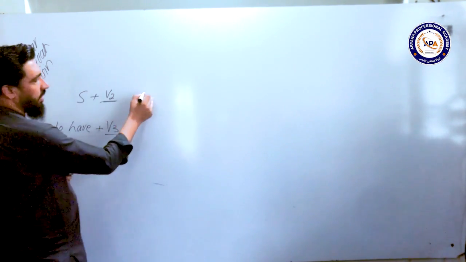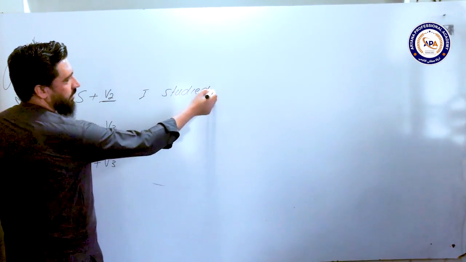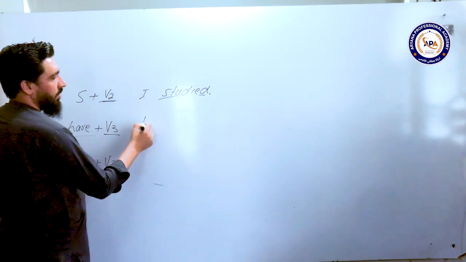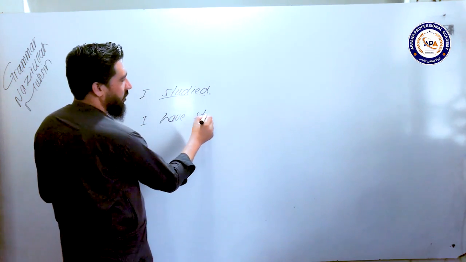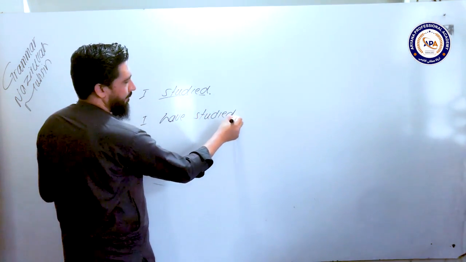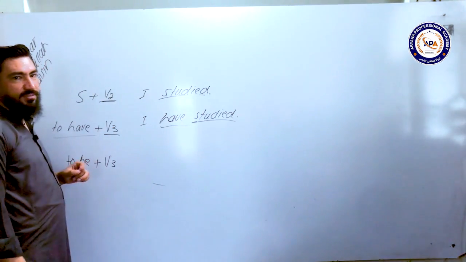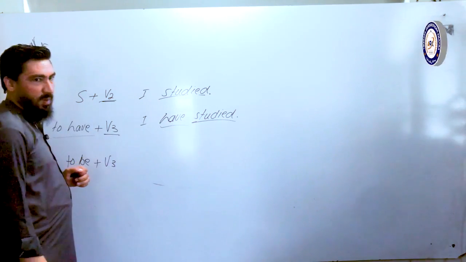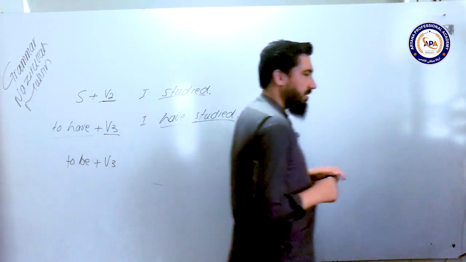For example, I studied and I have studied. So in the sentence I studied, studied is the second form. But if you say I have studied, according to the structure, the word studied is used together with have, so we can realize that this studied is the third form of the verb, not the second. Next.